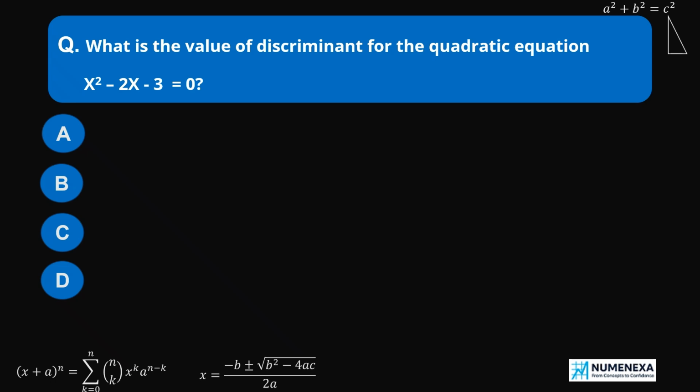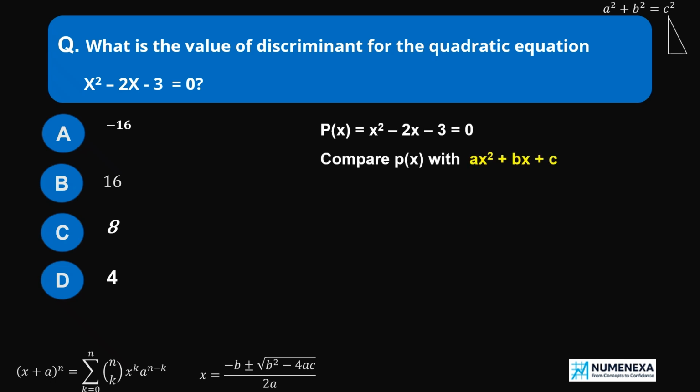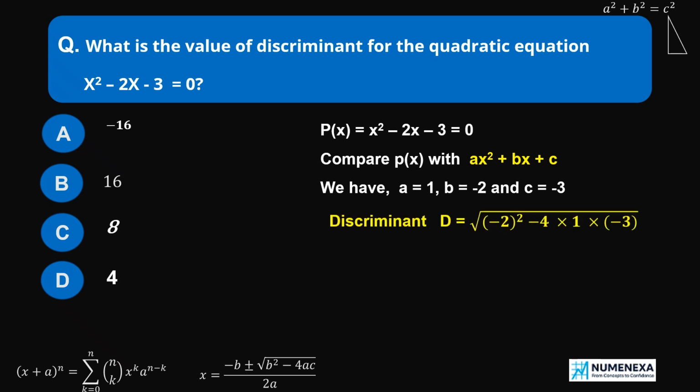Next question. What is the value of the discriminant for the quadratic equation x squared minus 2x minus 3 equals 0? Here are the options. Same method here also. Compare the given p(x) with the standard to get values of a, b, and c. Then compute D equals b squared minus 4ac to find the value of D.